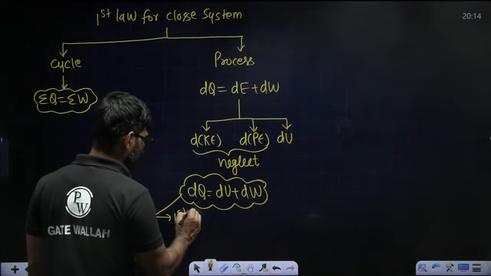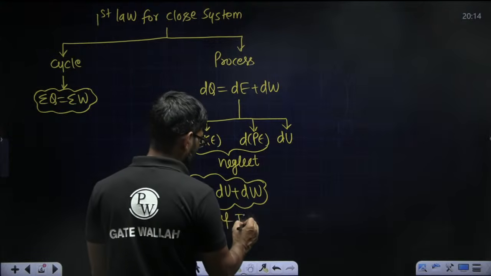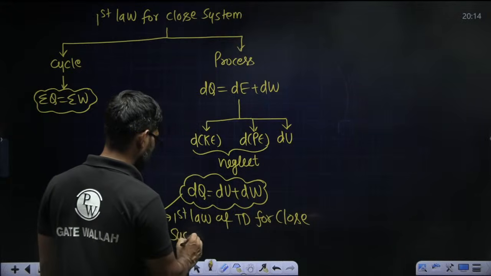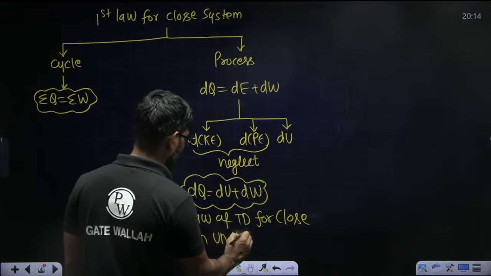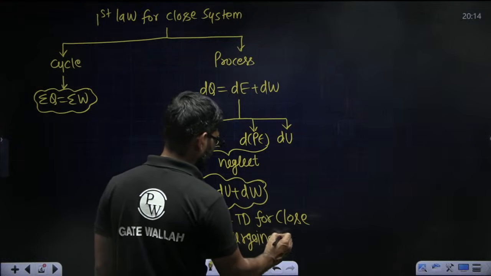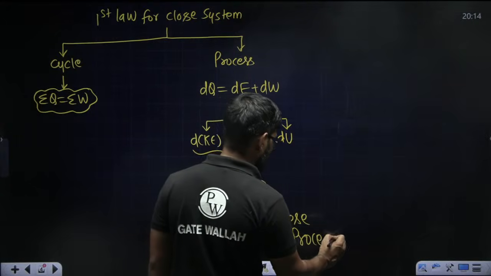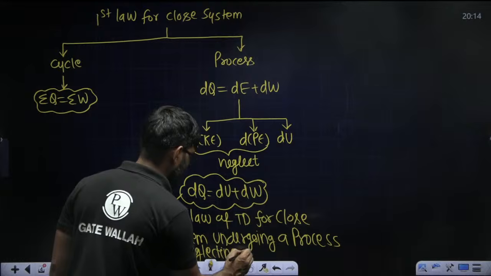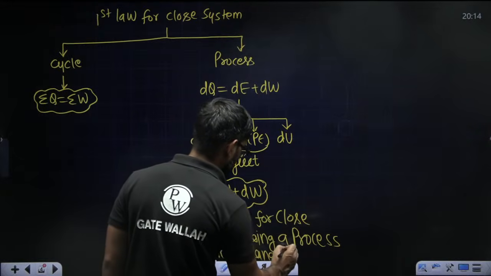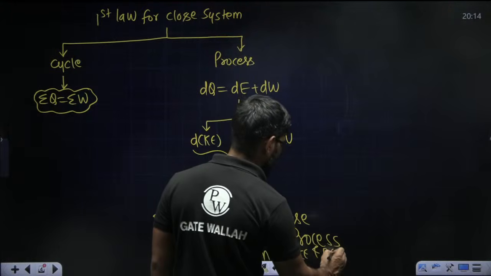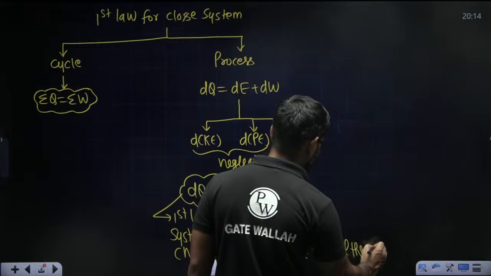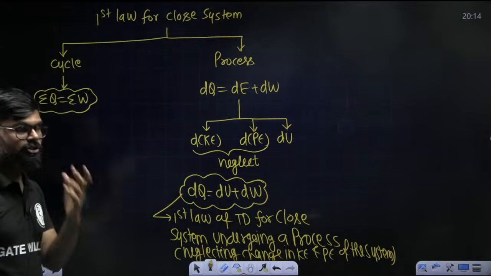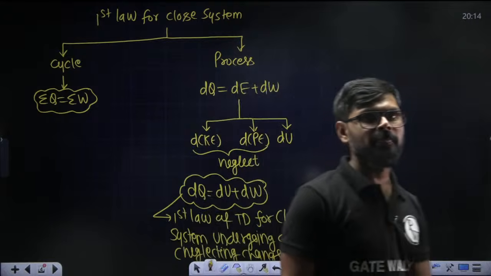So this is the first law of thermodynamics for a closed system undergoing a process. In a better way you can write: neglecting the change in kinetic energy and potential energy of the system, right? Is it okay? Okay.